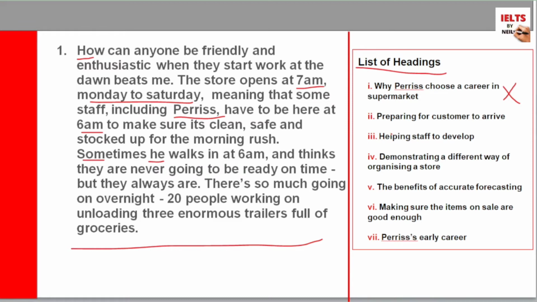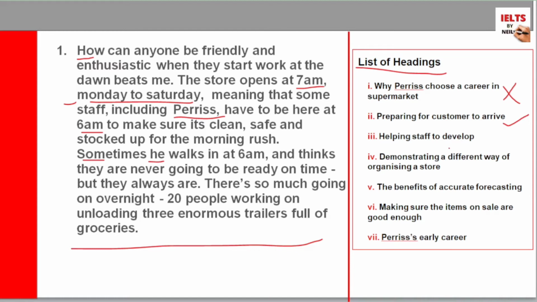Okay, next one is preparing for customers to arrive. Do you think the writer is talking about something that is preparing for the customers to arrive? We can say it might be, because they are talking about the shop opening early, stocked up, clean, and Paris coming at 6 a.m. to make sure that everything is on time, every shop is opening on time. So we can say that it might be the case. So let's put a tick mark here.